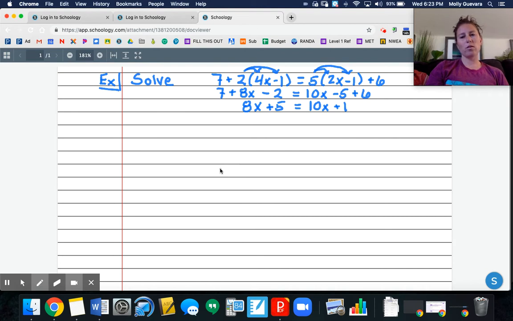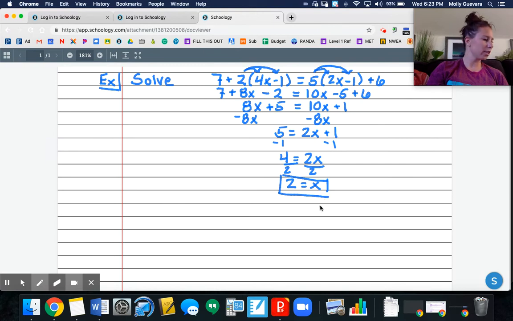So now I've simplified the whole left side as much as I can and the whole right side as much as I can. Now I'm moving on to get all the variables on one side and all the constants onto the other. So I'm going to subtract my 8x. 10x minus 8x is 2x, plus 1, minus 1, minus 1. Negative 4 equals 2x. And then divide by 2, divide by 2. And I get 2 equals x. Oops, sorry, that wasn't a very good straight line.